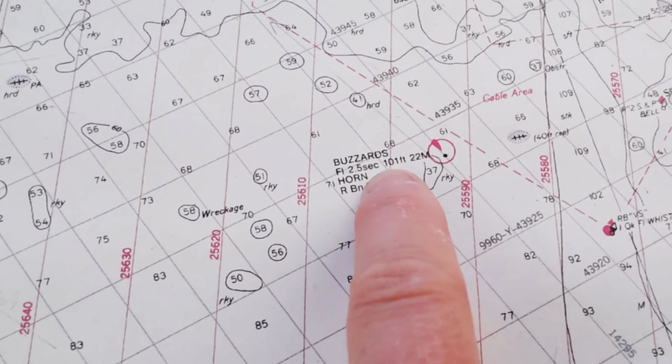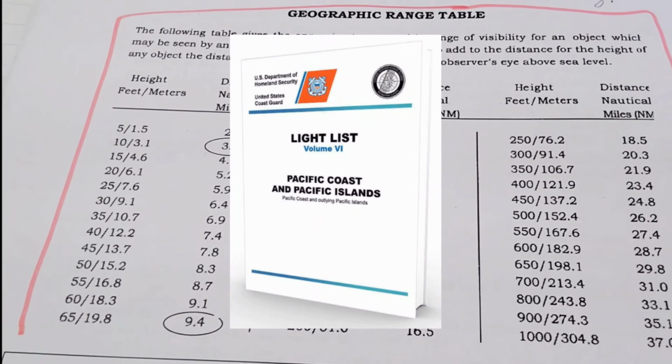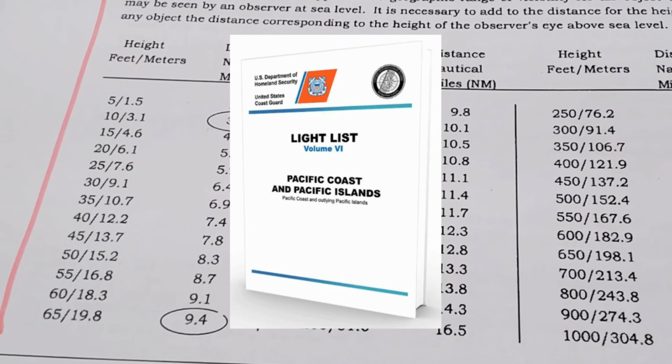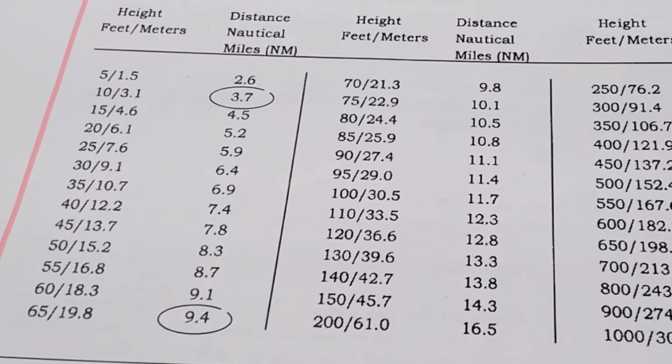So today we're going to cover how to figure out the geographic range of an object when it doesn't fit exactly on the table. Okay, not your dinner table, but the geographic range table that you find in the list of lights only has a certain amount of numbers in it, as you know. And so if your height of eye and the height of the tower are in between those, how do you interpolate the numbers in order to find the correct geographic range? All right, this is going to take a lot of math, so be patient with yourself.